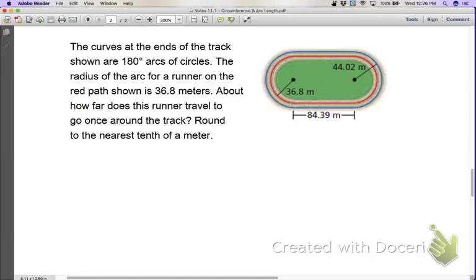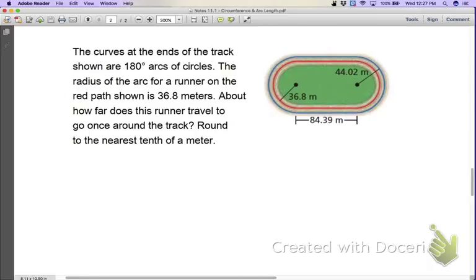Now, the last one that we will talk about says the curves at the ends of the track are 180-degree arcs of circles. The radius of the arc for a runner on the red path is 36.8 meters. About how far does this runner travel to go around the track once? So you've got the blue, 44.02 meters. Let's actually put that one in blue.